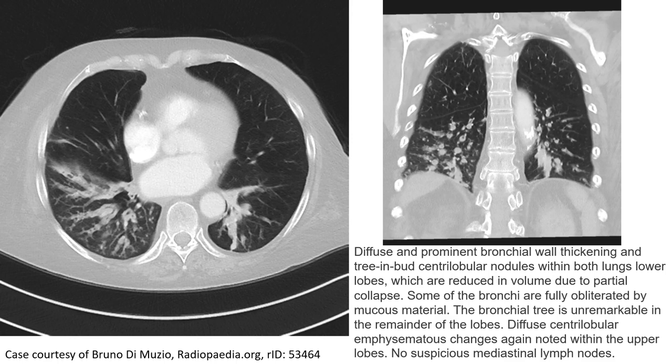Some of the bronchi are obliterated by mucous material. The bronchial tree is unremarkable in the remainder of the lobe. Diffuse centrilobular and tree-in-bud change is again noted within the upper lobe. No suspicious mediastinal lymph node.